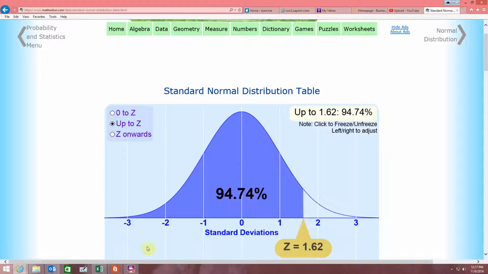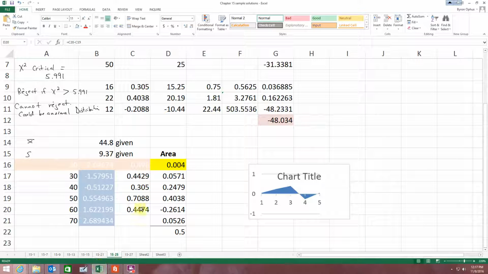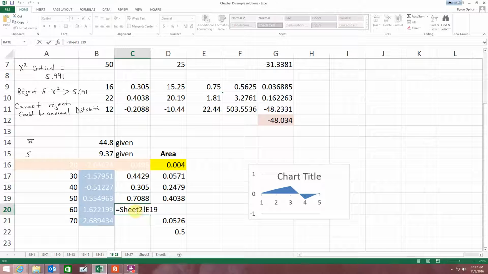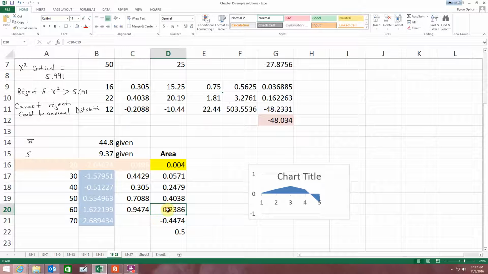So I got 94.74. 0.9474. And again, this is equal to subtracting this from the 0.9474, and that area is going to take up about 23%.